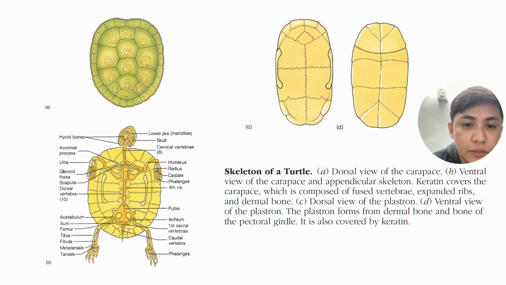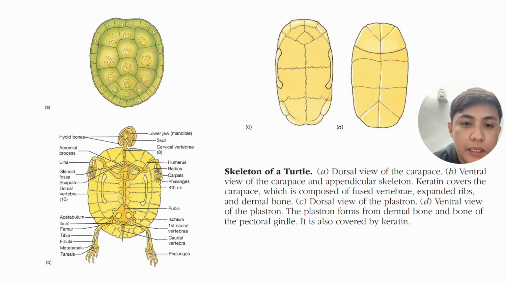Now, the skeleton of a turtle. We have the dorsal view of the carapace; the back of the turtle is called the carapace. Ventral view of the carapace and the appendicular skeleton, where keratin covers the carapace, which is composed of fused vertebrae, expanded ribs, and dermal bone.